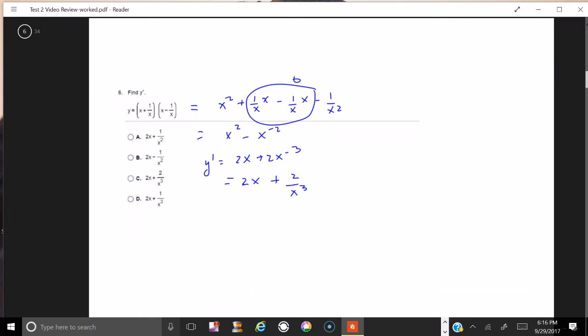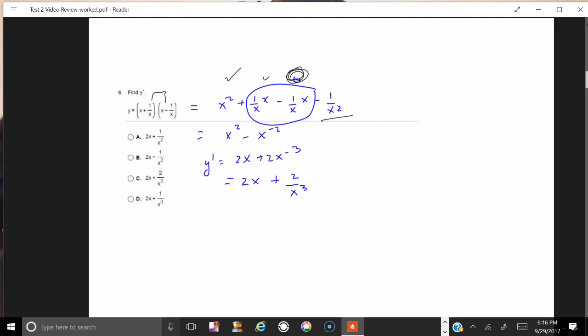This is an example where, if you just take a look at it, you can simplify things by multiplying out first. And notice if you FOIL it, you get x squared. The inside is 1 over x times x, which is 1. And the outside is minus 1 over x times x, which is minus 1. Notice that that turns out to be 0. And then the last term is minus 1 over x squared.